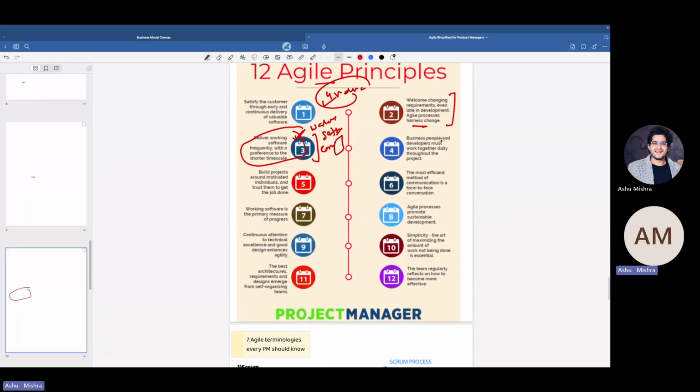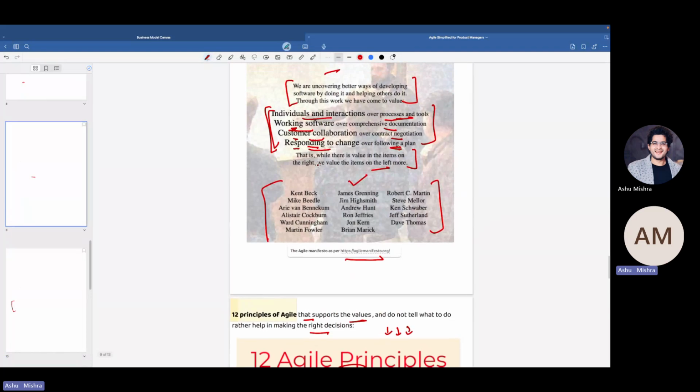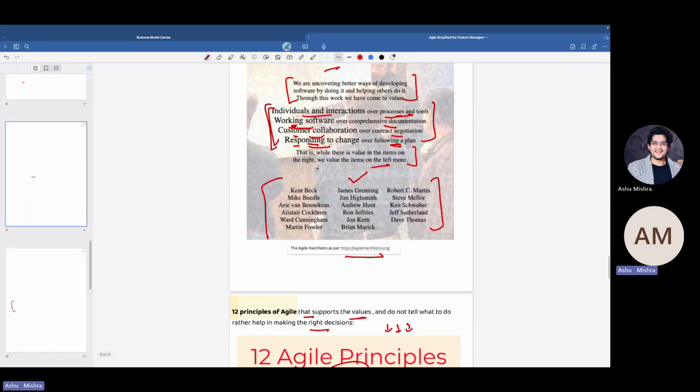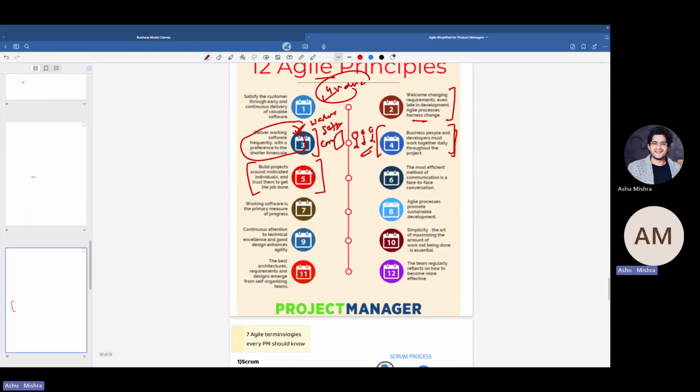Coming to the fourth one: business people and developers must work together daily throughout the project. Hence, there are daily stand-ups where developers, PMs and QAs meet on a daily basis. So the daily stand-up comes from this fourth principle. Fifth: build projects around motivated individuals and trust them to get the job done. So what does agile say? That people are respected more. People are the ones that have to be trusted.